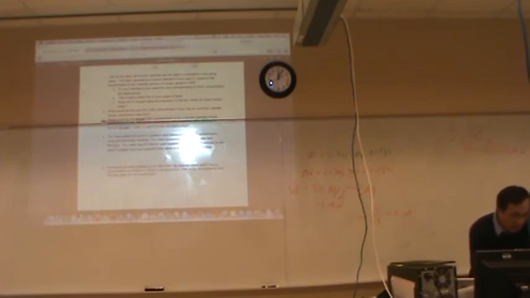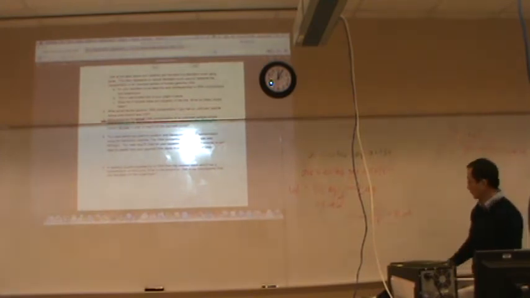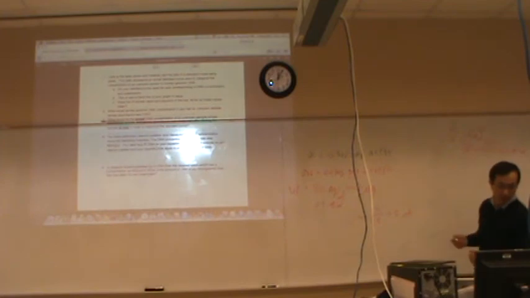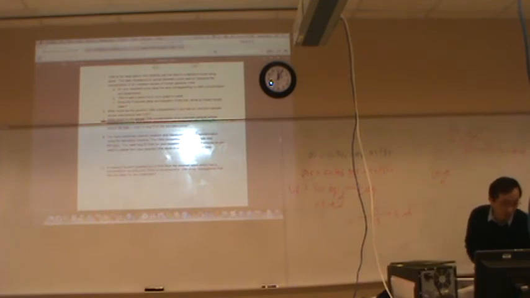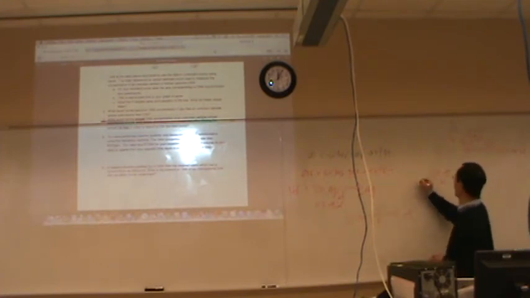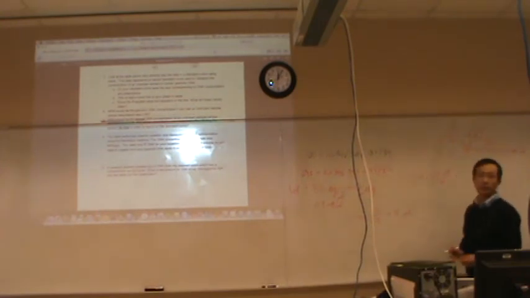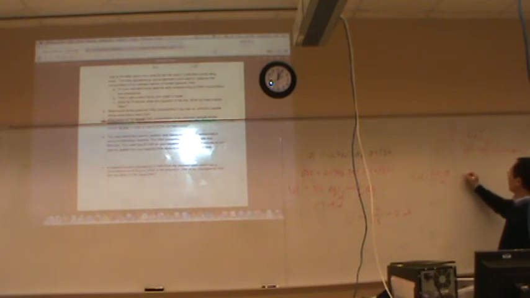Researchers pipetted 5 microliters of DNA from a plasmid stock, which has a concentration of 600 micrograms per milliliter. What's the amount of DNA in micrograms? So this again, you need a conversion. 600 micrograms per milliliter, and the student took 5 microliters. So we want to find 5 microliters times 600 micrograms per milliliter.